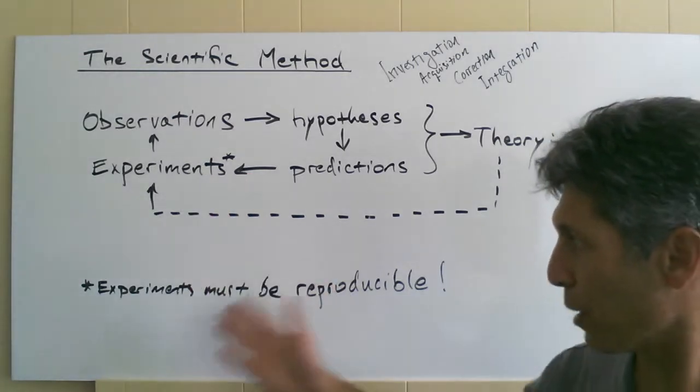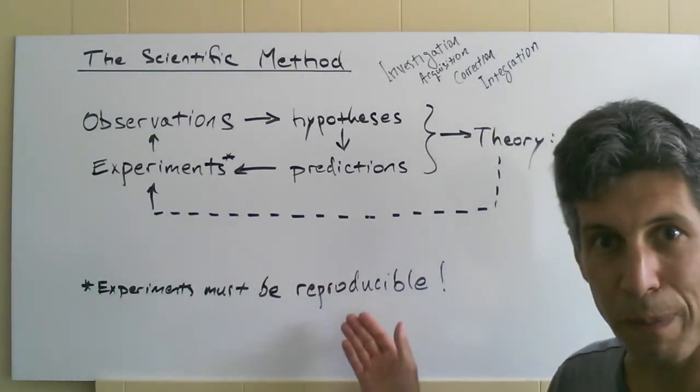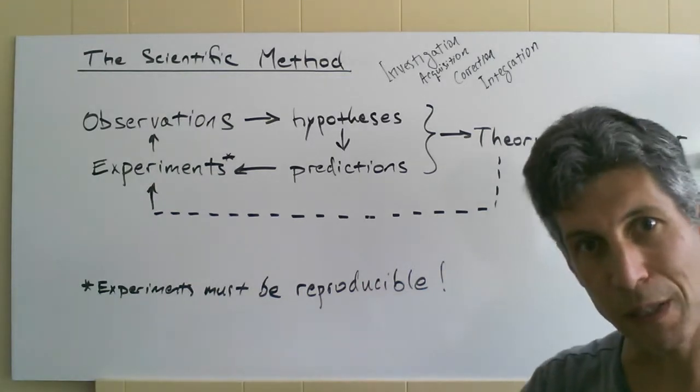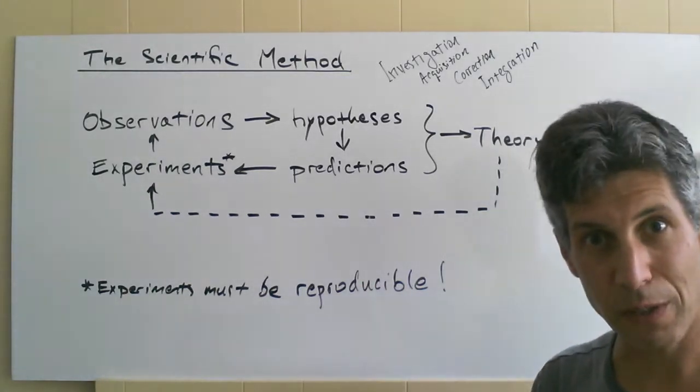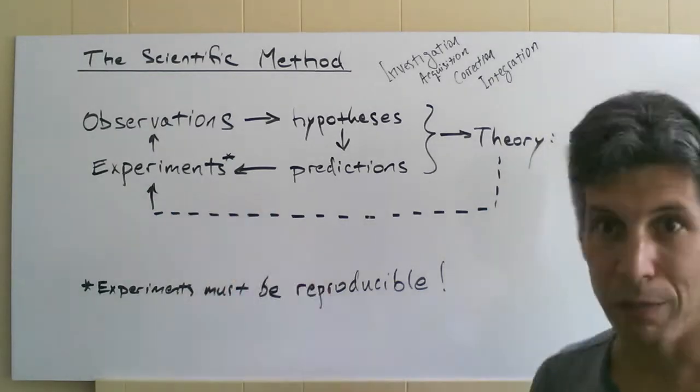The experiments must be reproducible. Another scientist must be able to conduct the same experiment and get the same results for the experiment to be valid.